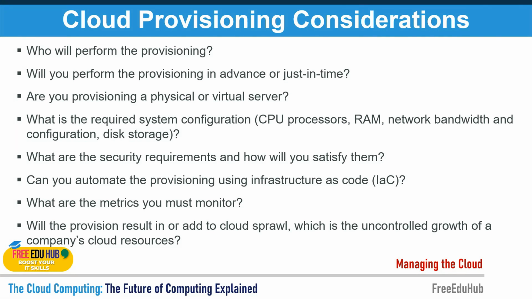For example, CPU, processors which are required, RAM requirements, bandwidth utilization configuration, and disk storage which would be required in the cloud. What are the security requirements, and how will you satisfy them, such as using complex encryption mechanisms if they are available in the cloud service provider? Can you automate the provisioning using infrastructure as code, which is like using programming for infrastructure and hosting your things over there? What are the metrics that you can monitor? And provisioning may also result in cloud sprawl, which is the uncontrolled growth of a company's cloud resources. So if you are using multiple clouds for your applications, would your applications be dispersed amongst different cloud service providers, or do they have tools to make sure that all the services are consolidated under one platform, or is there a possibility of migrating the applications that you have on different cloud platforms?